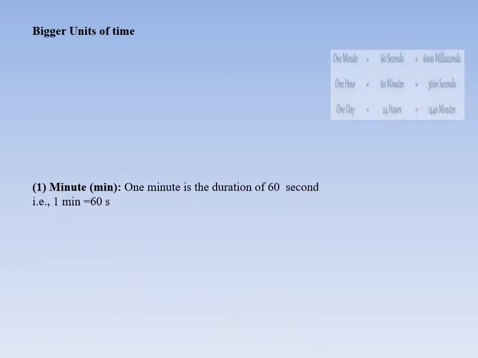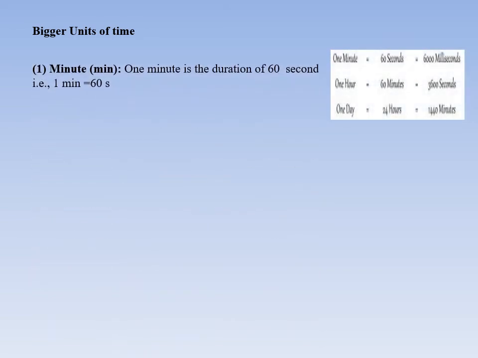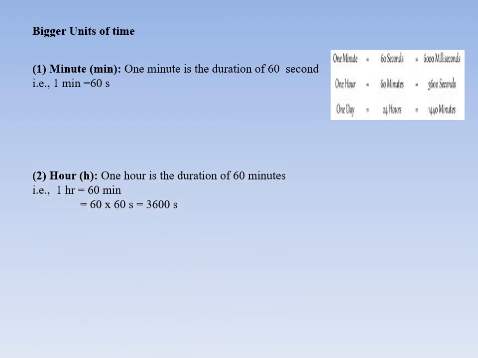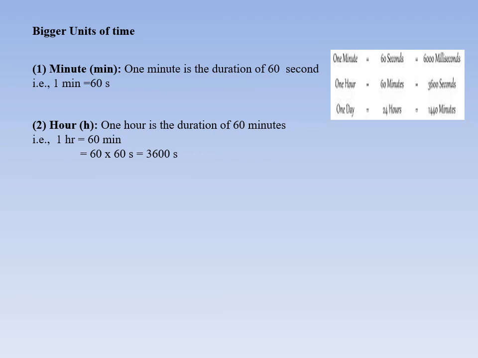Minute. 1 minute is the duration of 60 seconds. That is, 1 minute is equal to 60 seconds. Hour. 1 hour is the duration of 60 minutes. That is, 1 hour is equal to 60 minutes, 60 into 60, where we get 3600 seconds.